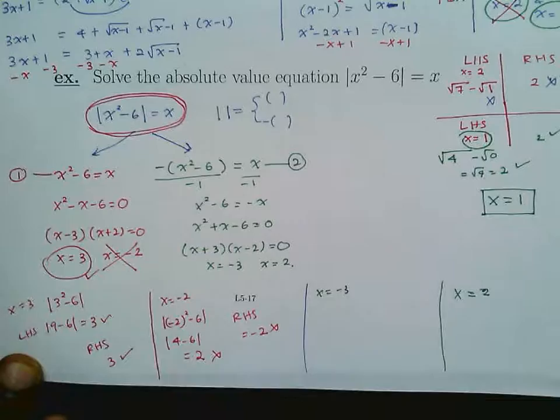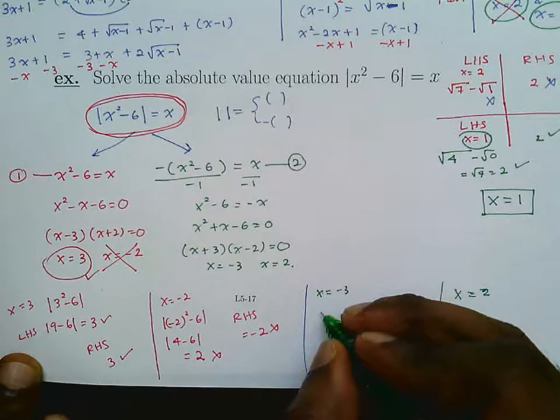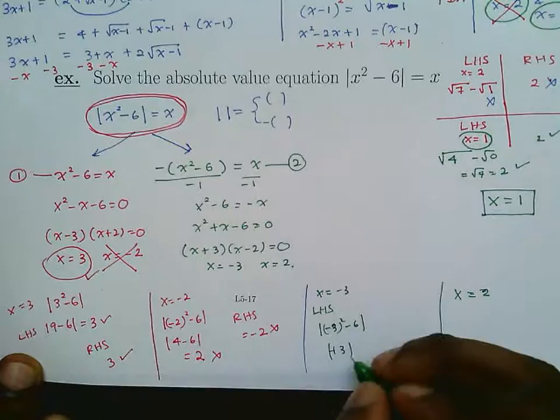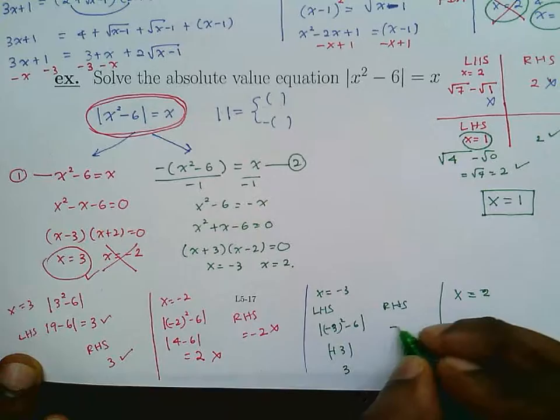And similarly, you will see this one has different left-hand and right-hand sides. Left-hand side, the absolute value of negative 3 squared minus 6, that is the absolute value of negative 3 plus 3, and you get 3. On the right-hand side you get negative 3, not the same, so that goes off.